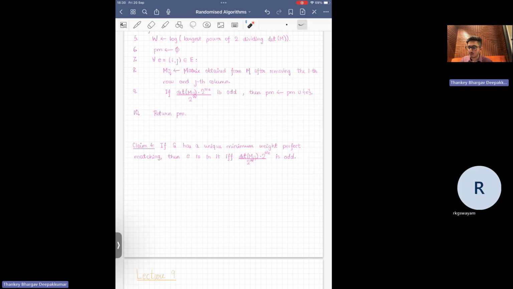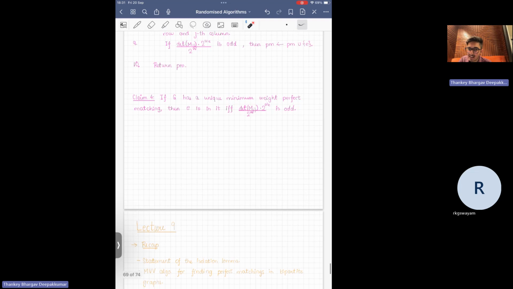So one way of finding the perfect matching would have been just to check if this is non-zero. If yes, add E to PM. But the issue with that is there might be multiple perfect matchings in the graph, and I might end up adding edges from all of them. So, for example, consider this graph.